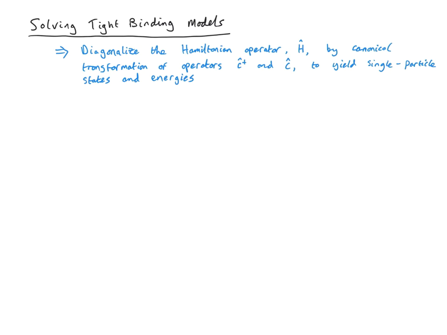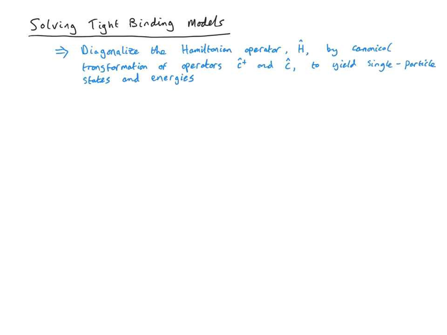By performing a canonical transformation of the creation and destruction fermionic operators, one can find a diagonal representation in which one has single particle states and energies. This is essentially equivalent to the band structure, and we'll talk about that a bit more today.